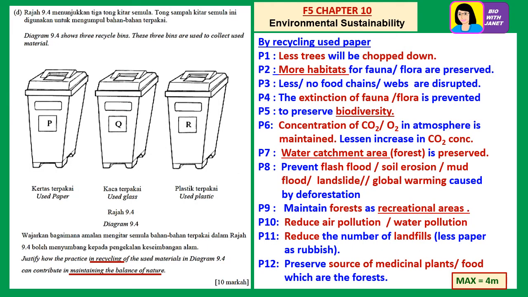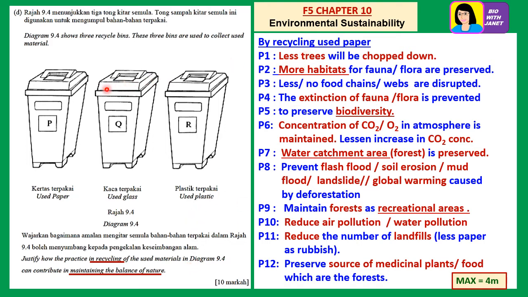Let's now look at the last part of the question, which is question D. Diagram 9.4 shows 3 recycle bins. These 3 bins are used to collect used material, and that is used paper, glass, and used plastic. Justify how the practice in recycling of the used materials in diagram 9.4 can contribute in maintaining the balance of nature. Okay, meaning we have to explain how this practice helps to preserve the environment, protect the environment and the animals and plants. Okay, right. So, and also prevent the damage of the environment.